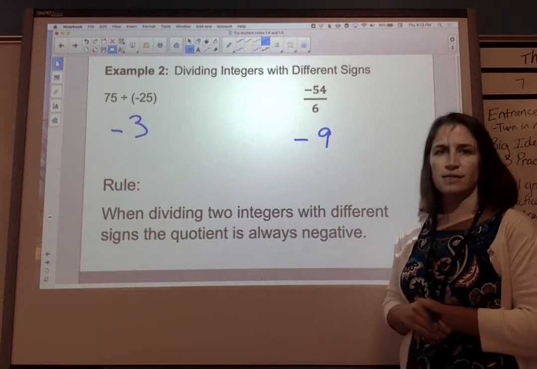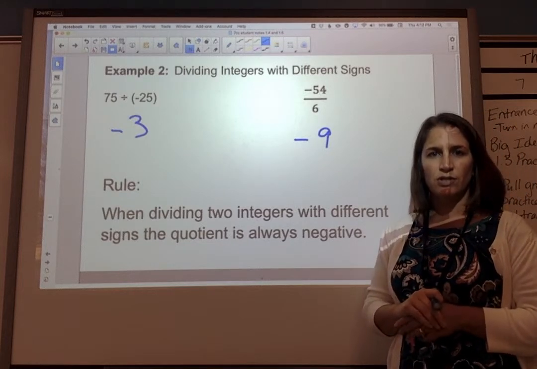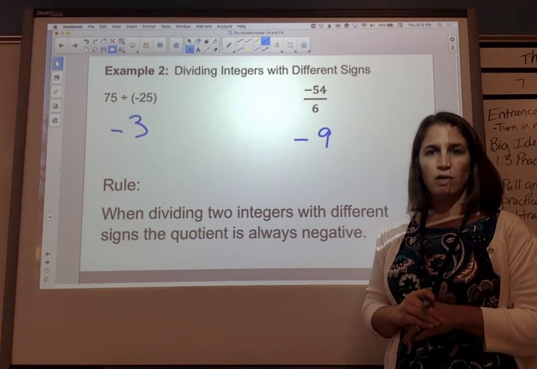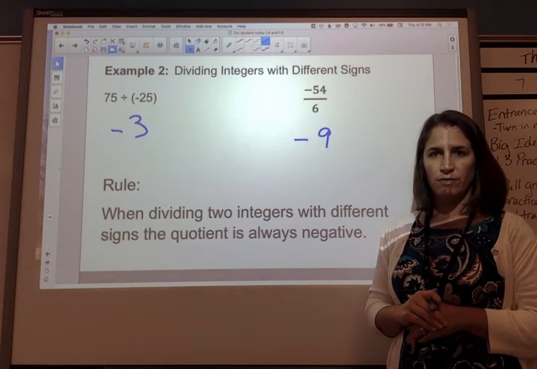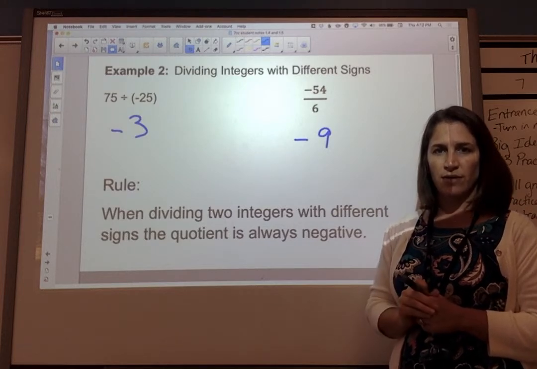So our rule is, when dividing two integers with different signs, the quotient is always negative. Pause your screen and get that written down.